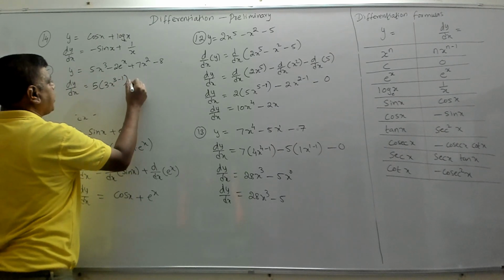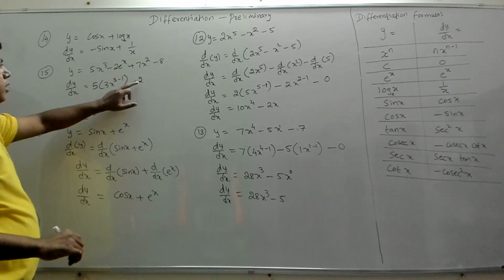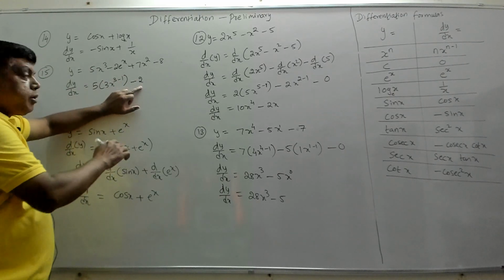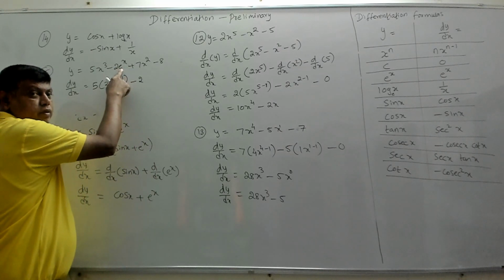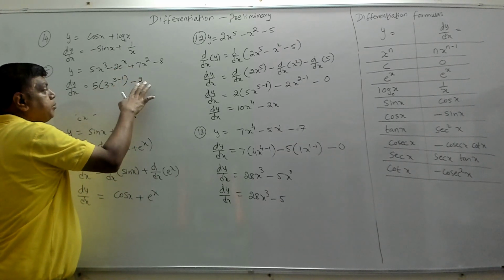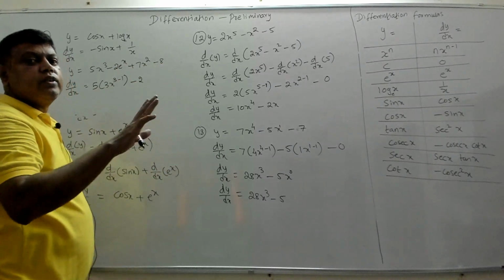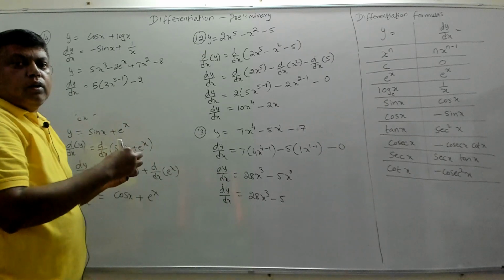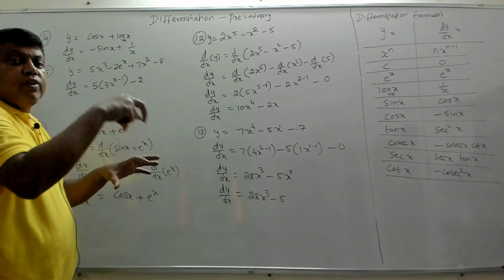3x power 3 minus 1, minus this 2. Minus 2, you keep it as it is. 2 is again a constant, but the constant is coming along with multiplication with another function. When it is multiplication with another function, then you keep that constant as it is. If the constant comes alone, then the differentiation is 0. If the constant comes along with the multiplication of another function, you keep the constant as it is and then differentiate the function.